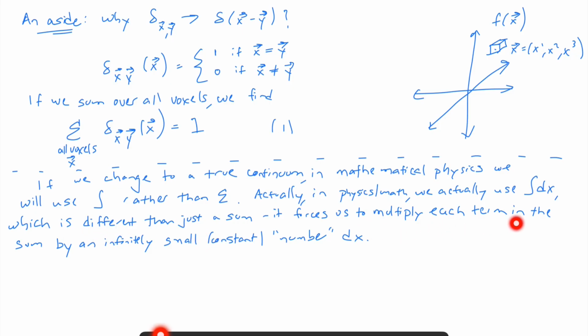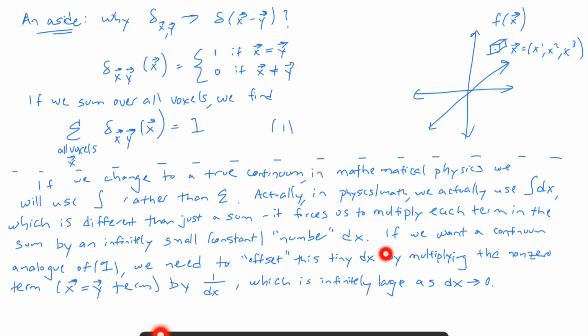It forces us to multiply each term in the sum, when we do this big integral, by an infinitesimally small constant number dx. So you're not just summing every term, but within every term you're multiplying it by dx each time, and then you're adding the results. If we want a continuum analog of this, we need to offset this tiny dx by multiplying the non-zero term, the x equals y term, by 1 over dx, which is infinitely large as dx goes to 0. And I'll show you what that means in the next slide.